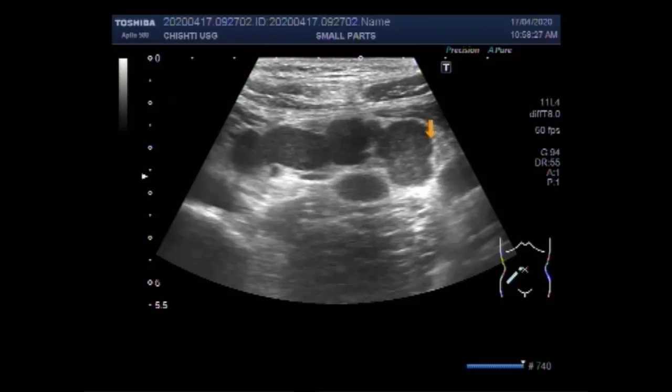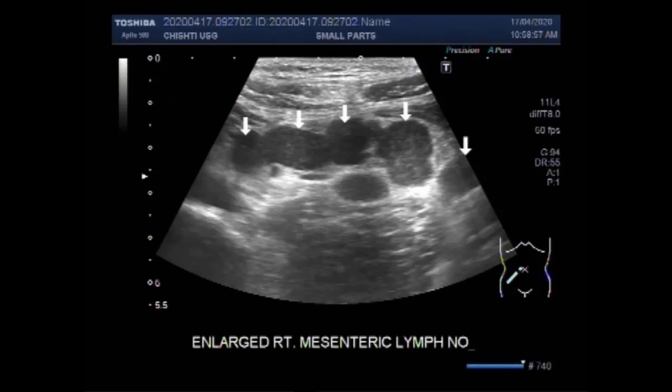There are hundreds of lymph nodes that help the body to fight against diseases. They trap and destroy microscopic invaders like viruses or bacteria. The most common cause of mesenteric lymph node enlargement is a viral infection such as gastroenteritis. Other common causes may include bacterial infection, inflammatory bowel disease, and lymphoma.